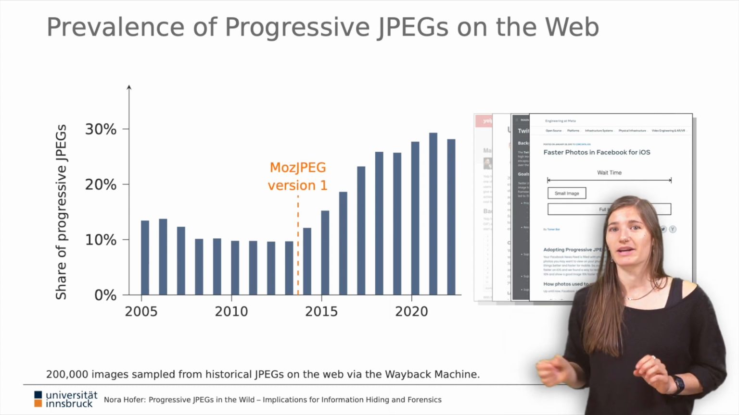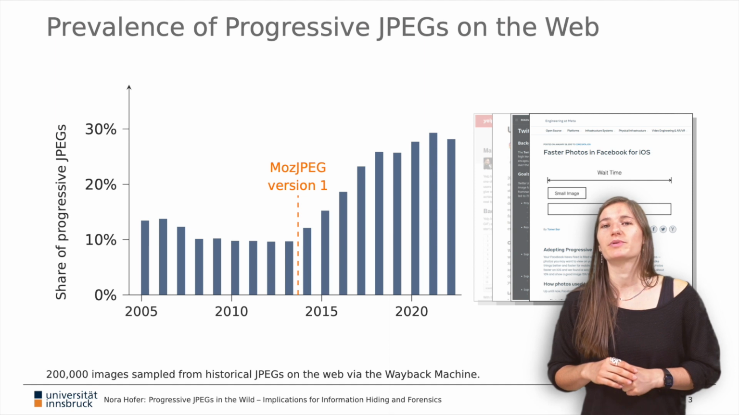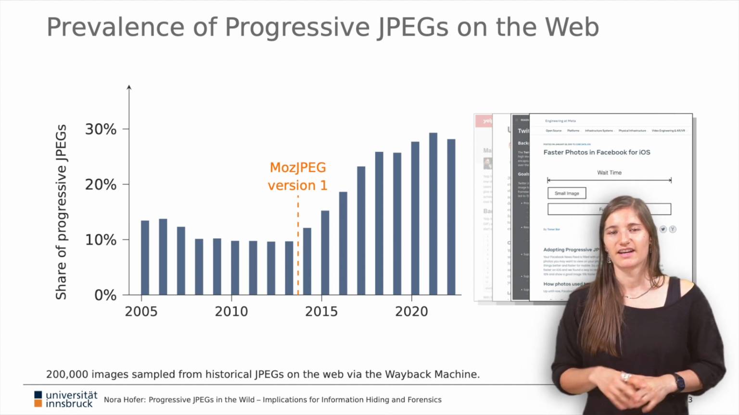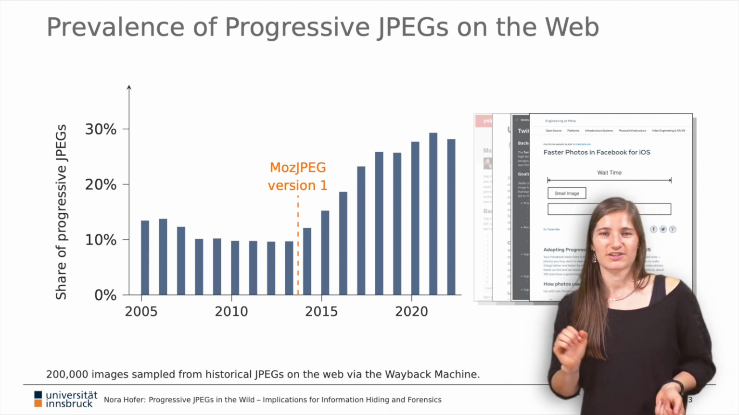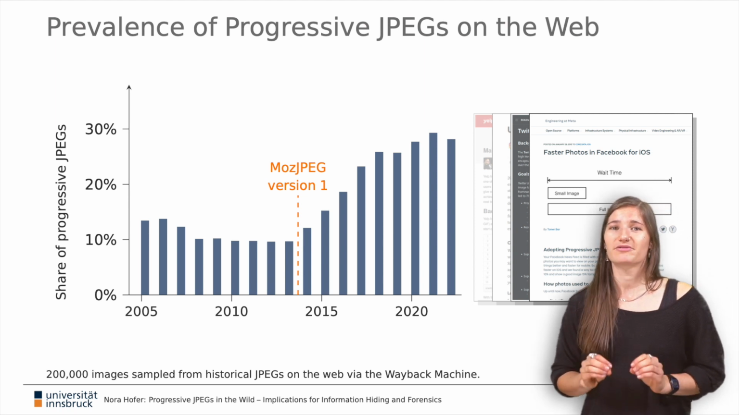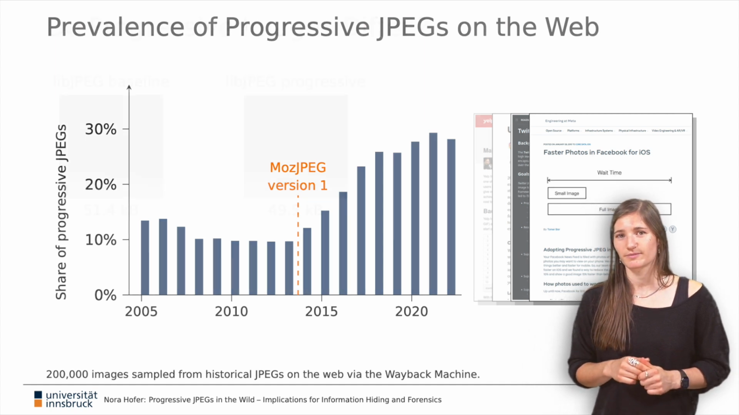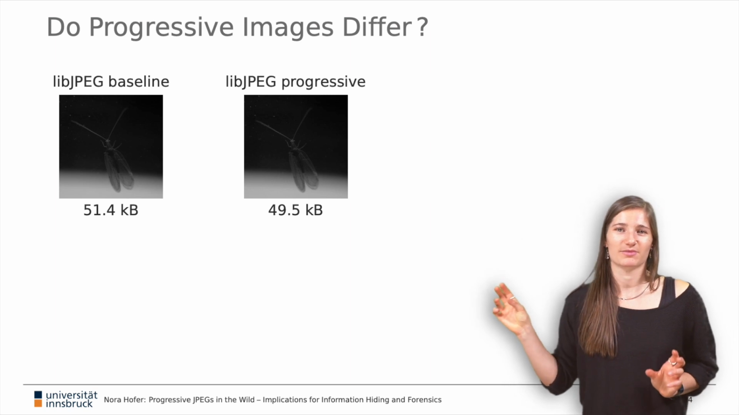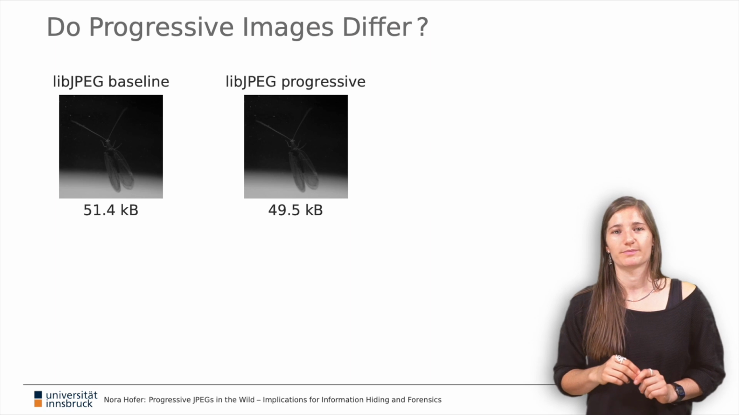This is the year when MozJPEG was introduced. MozJPEG is an open source JPEG compression library designed for web publishers. Its goal is to increase user experience by reducing web page loading times. Recall that also libjpeg, the de facto reference implementation of the JPEG standard, does support progressive mode. For example, this image gets compressed to a slightly smaller file size when instructing libjpeg to use progressive mode.